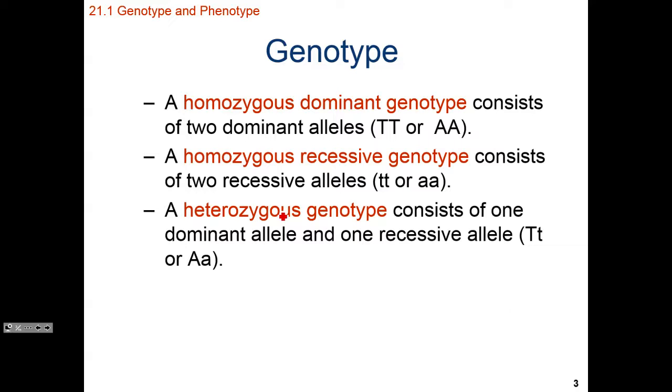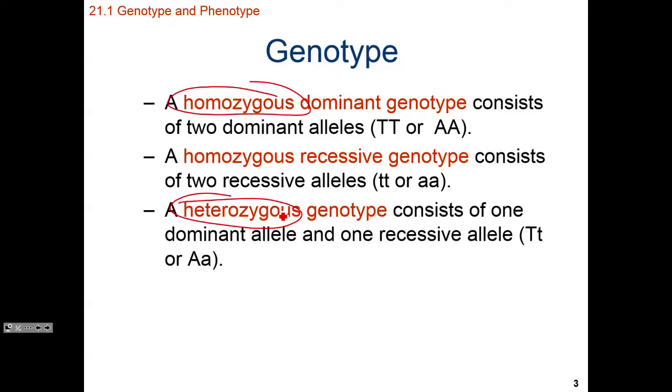So there are different kinds of genotypes we can have. If we have two of the same allele, we are going to be homozygous. If you have two different alleles, you are heterozygous. So if you have two dominant alleles, you're homozygous dominant. If you have two recessive alleles, you're homozygous recessive. And if you have two different alleles, you're just heterozygous.